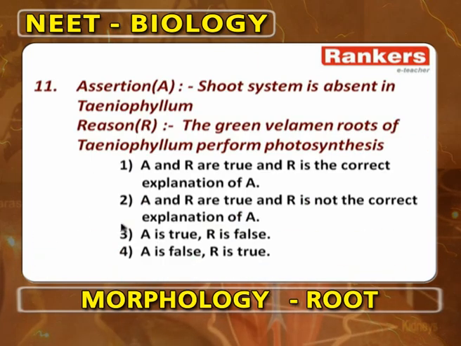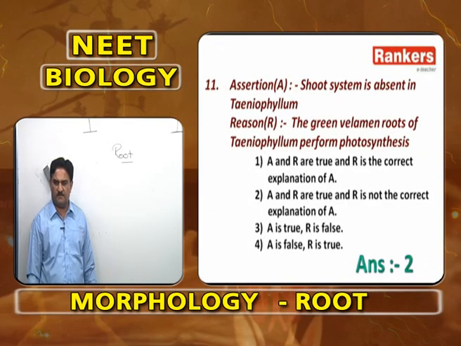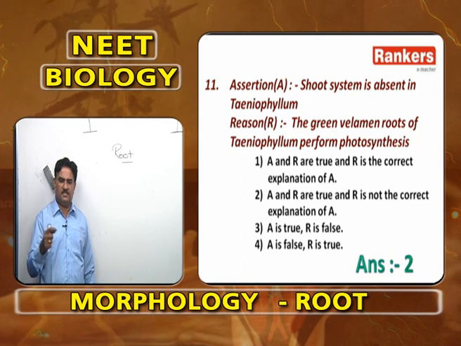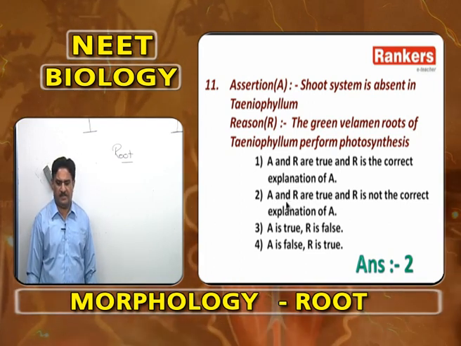Next, assertion reasoning. Shoot system is absent in Taeniophyllum is correct. The green velamen roots of Taeniophyllum perform photosynthesis is also correct, but both these are not related. That's why A and R are true. R is not the correct explanation of A.